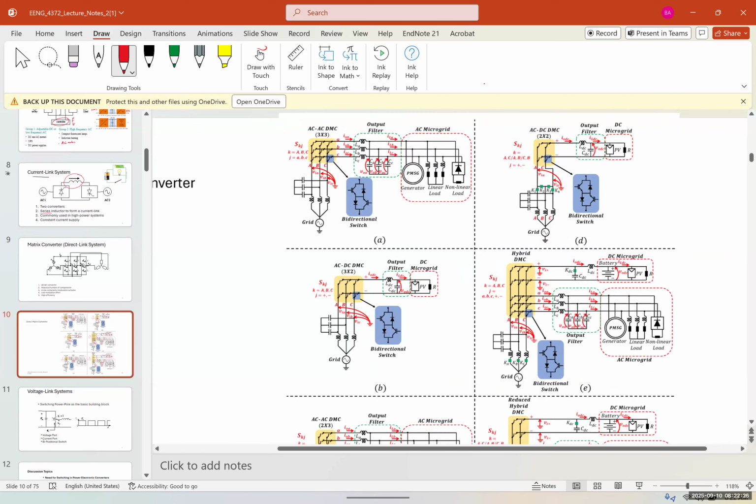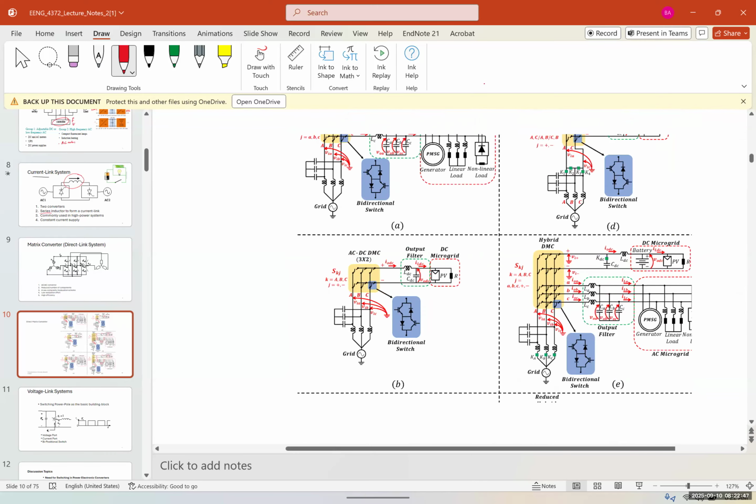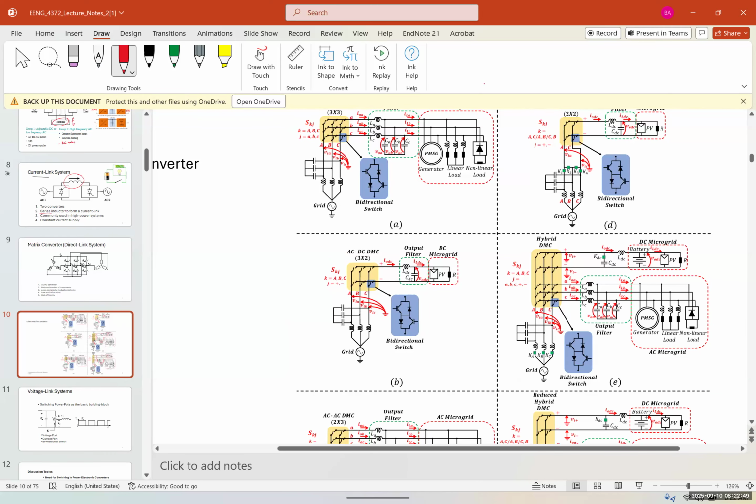This is an AC DMC and an AC which connects to an AC microgrid. This is one type where we want to connect an AC system to a DC microgrid as another system. So AC microgrid, DC microgrid. This is another AC to DC DMC, so directly converts AC to DC. And then we are connected to a DC microgrid.